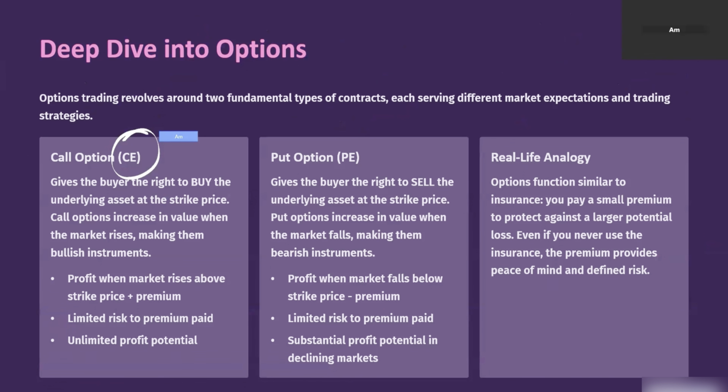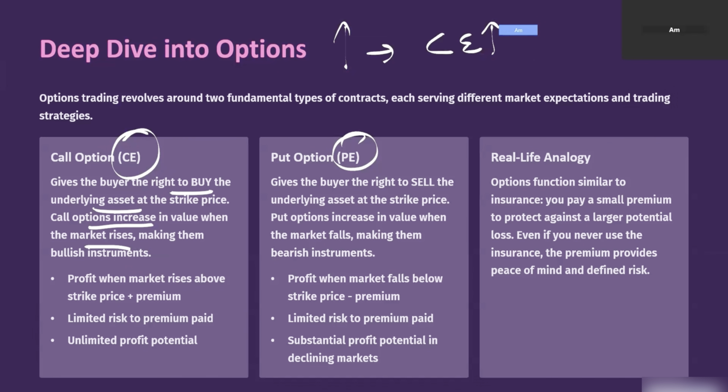So now let's understand what is a call option and what is a put option. As I told you, it is basically giving the buyer the right to buy the underlying asset at the strike price. That's what I mean by predetermined rate. A call option increases in value if the market rises. So if the market is going up, the call option price will go up. So when you expect the market to go up, you will be buying the call option.